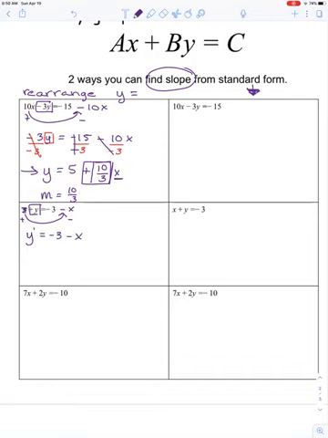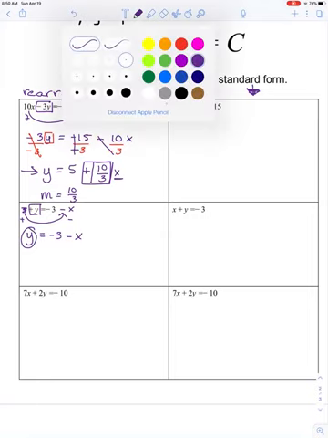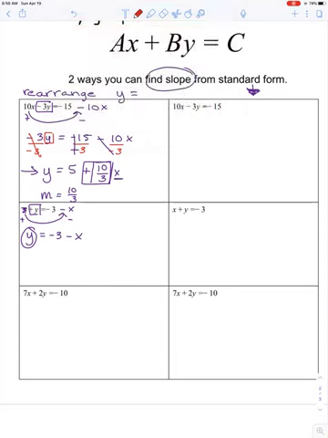Well, now our y is already completely by itself, so we don't have anything else to do. What you have to remember, here's our x. There's a 1 in front of our x. So our slope is -1.